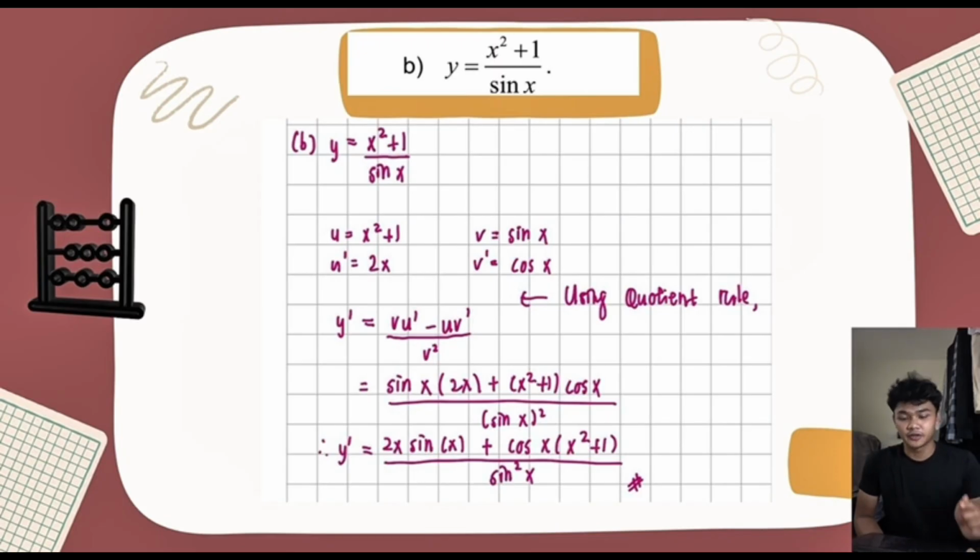Let's not forget about the square. So it will be equal to sin x (2x + 2x) plus (x² + 1) cos x over sin² x, and the final answer will be 2x sin(x) + cos x (x² + 1) over sin² x. So that is the final answer for question B.